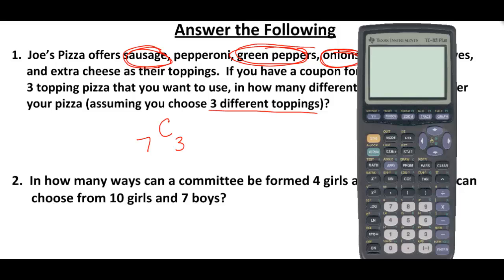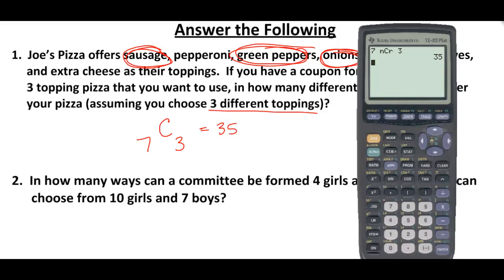and I'm going to type in the number 7 for the number of total toppings I have. I'm going to hit the math button and go over to probability, PRB, and if I go down to option number 3, that's my N choose R. So I have 7 items. I want to choose 3 of them to be on our pizza, so we get an answer of 35. So there are 35 different pizzas that I can order where no 2 are the same.